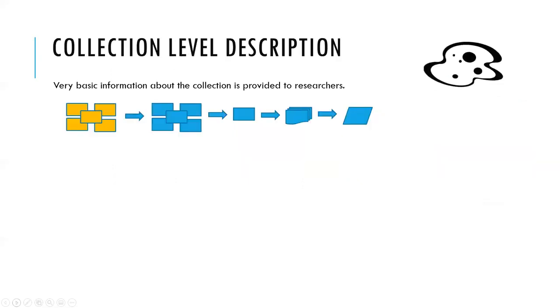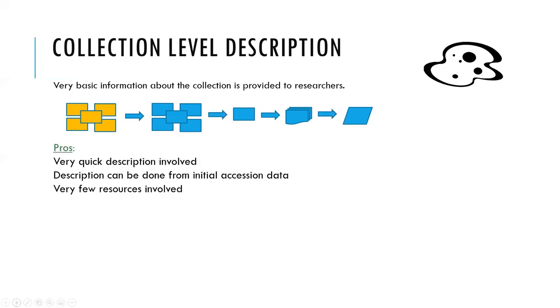So we'll start with collection level description. This is a level of description where very basic information about the collection is provided to the researchers. So really a broad kind of bird's eye view, a very undetailed view, a very vague view of what contents are in a collection.